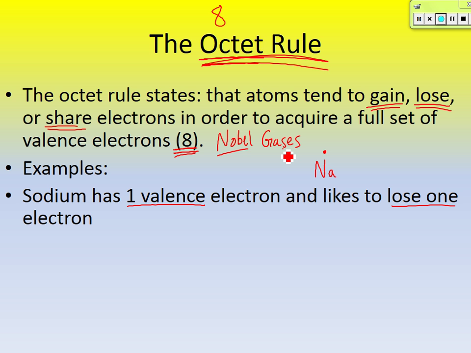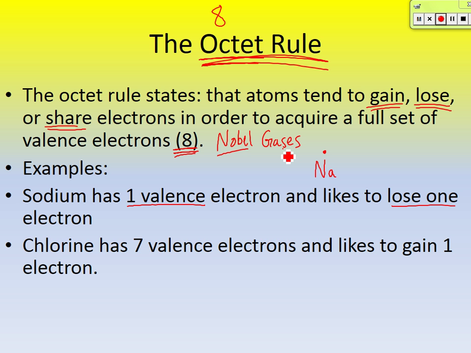Okay. Well, let's look at chlorine on the periodic table. Chlorine has 7 valence electrons. And it's really close to 8. And so it would really like to gain 1 electron from somebody. We'll take it from anyone, really. And so if we take that and put chlorine here, let's draw chlorine's electron dot structure. 7 dots. 1, 2, 3, 4, 5, 6, and 7.